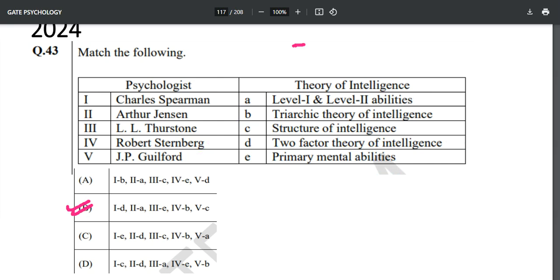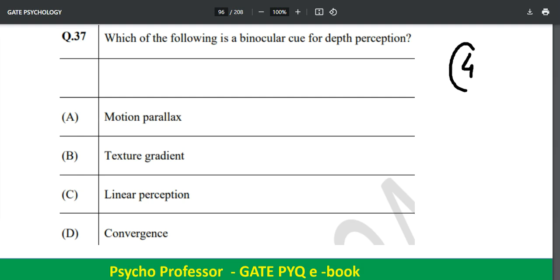And with this, we are done with unit number 5 as well. We will now jump to unit number 4. Now, this is our unit number 4 questions. Unit wise, we are doing from this GATE EPYQ book.